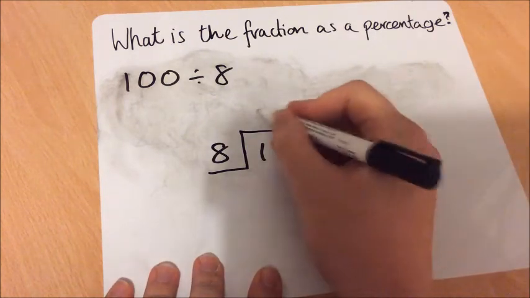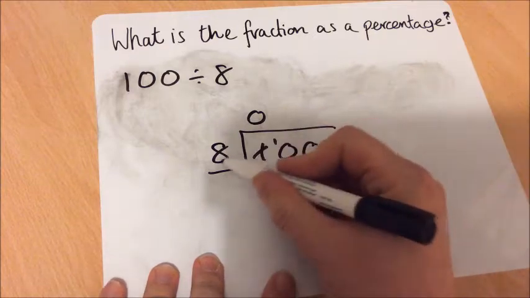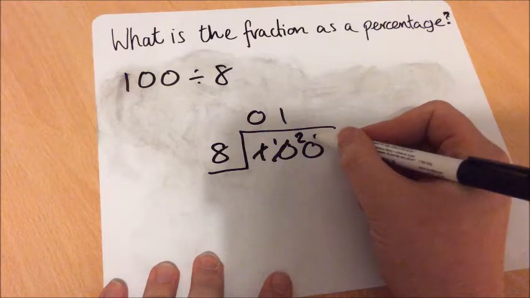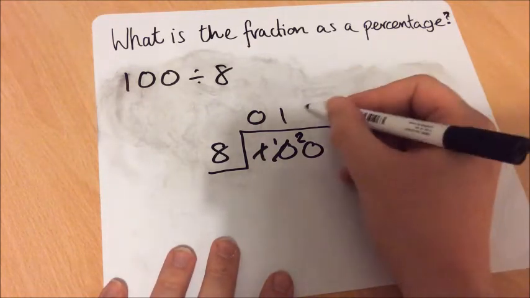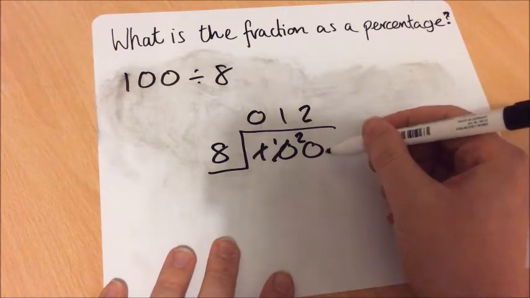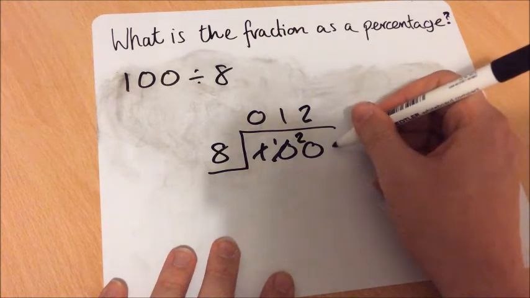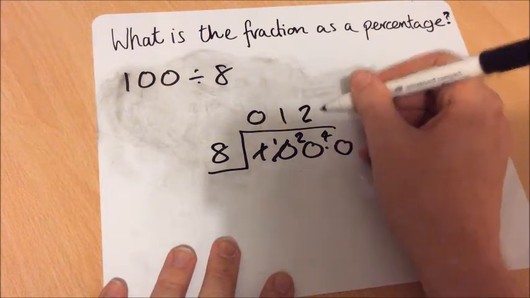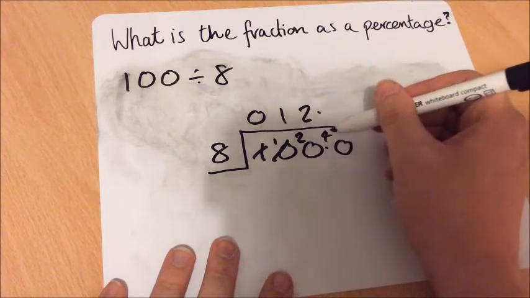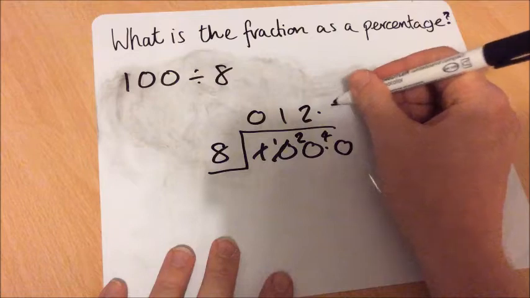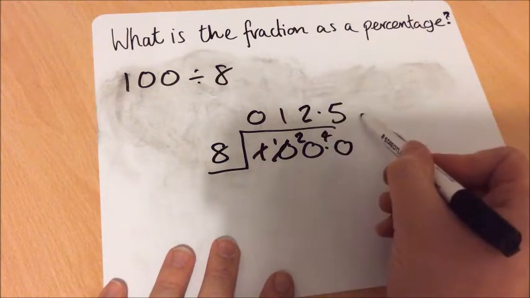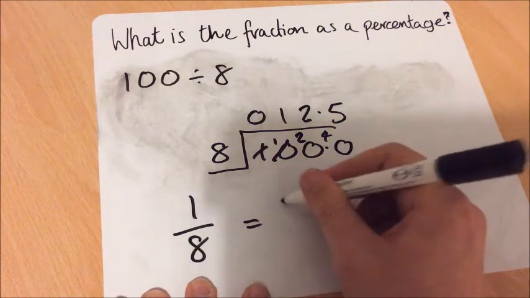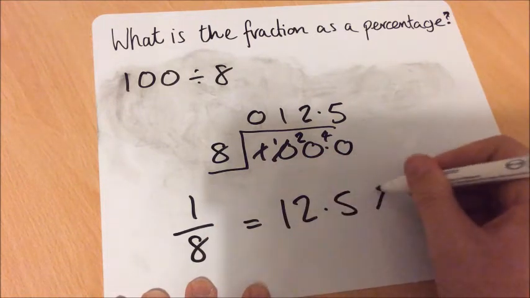8 into 1 doesn't go, so carry that 1 across. 8 into 10 goes once, remainder 2. So 8 into 20 goes twice, that's 16. 16 means there's a remainder of 4, so going to put the 4 here and add another 0. This is now decimal. 8 into 40 goes 5 times, so you have 12.5. So 1/8 is 12.5%.